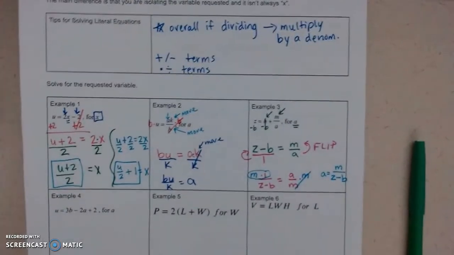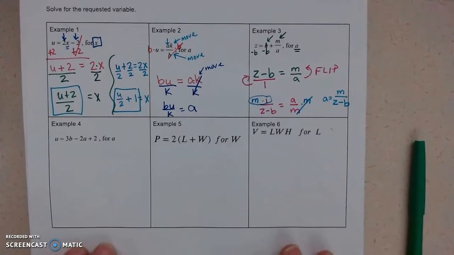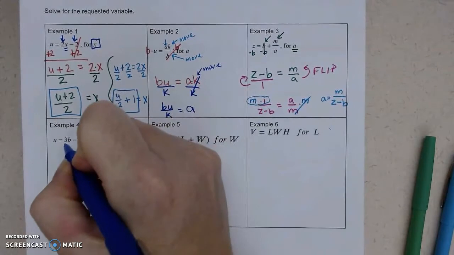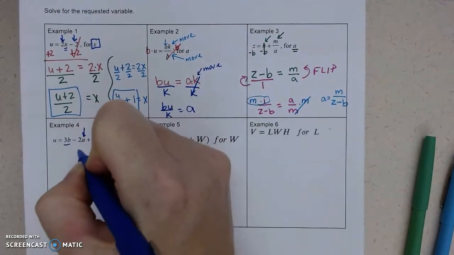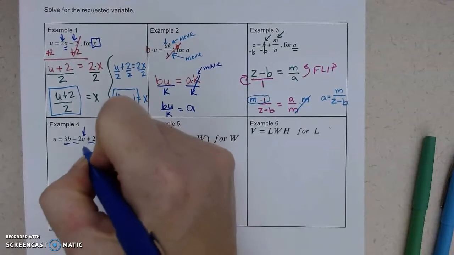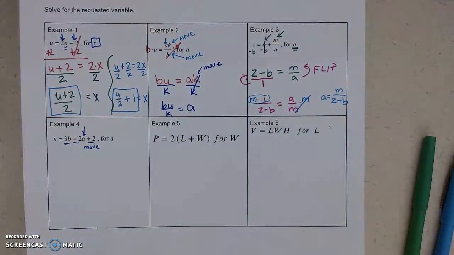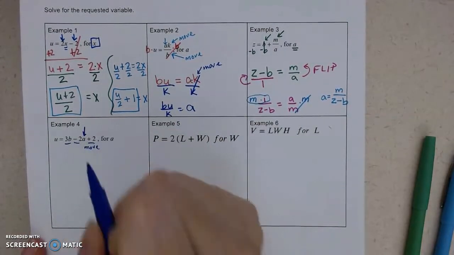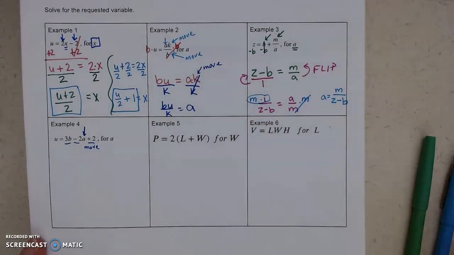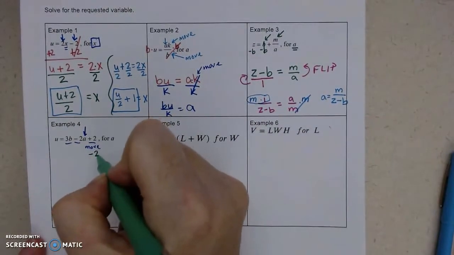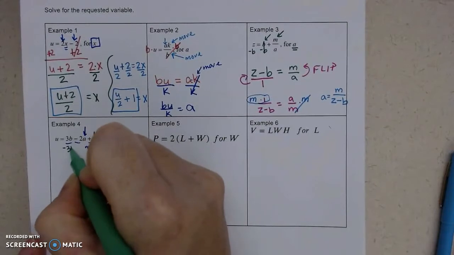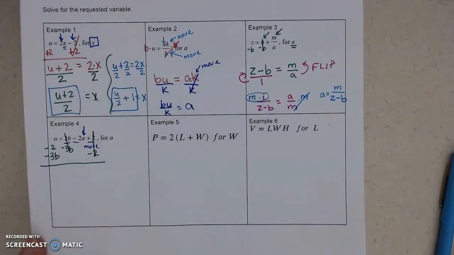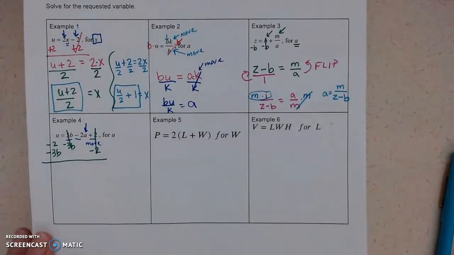All right, I've got a couple more just to get you more comfortable. So example 4. A is what we want to get alone, so I have to move 3b, the negative 2, and the positive 2. We have to move all of those terms. So I'm going to do the adding or subtracting first. Now you can do this in one step, and I can subtract 2 and subtract 3b. So subtract 2, subtract 3b. Because all I'm really doing is putting them side by side on the left.